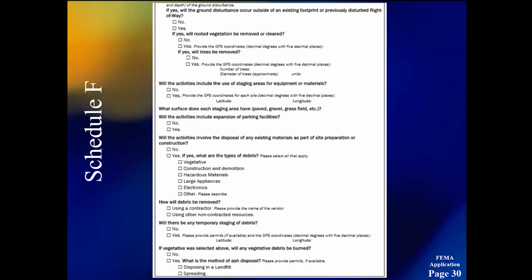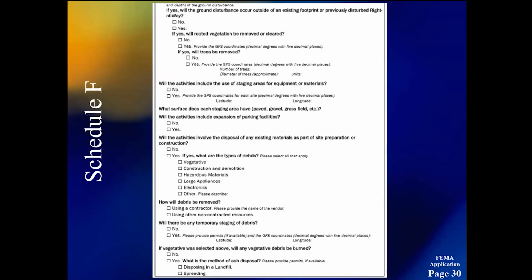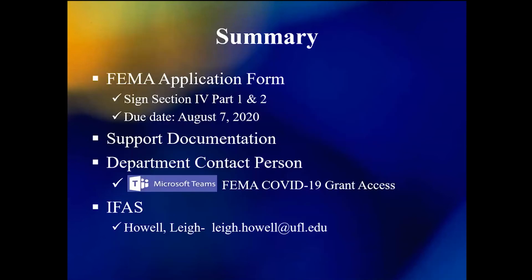Okay. So this will be Part 5. Again, it's more for establishment of temporary facilities, and that will be the end of that Schedule F. In summary, make sure you complete the FEMA application form. You sign the Section 4, Part 1 and Part 2. The due date is August 7, 2020. Make sure you attach all the support documentation. You fill out the Schedule B and D, and if needed, a Schedule F. Attach all the forms and all the supplementary documentation.